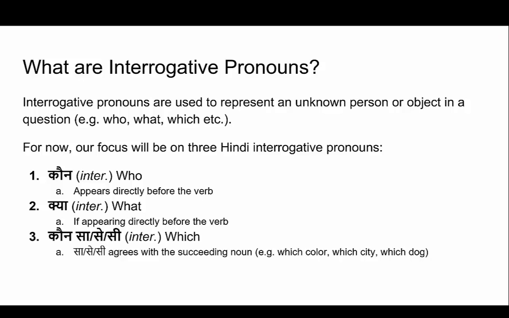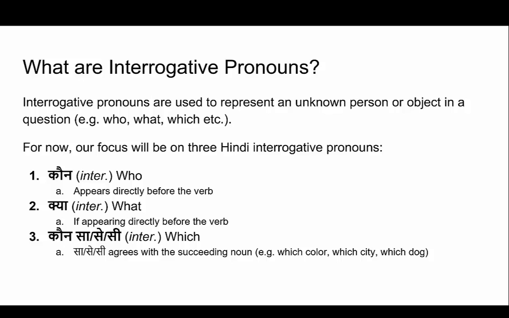Finally, we have kaunsa, kaunse, kaunsi, and it means which. Oftentimes in English, we use which right before a noun. For example, which flavor of ice cream is your favorite, or which car has the highest miles per gallon. Similarly, we do the same in Hindi. The sa, se, and si part of this Hindi pronoun agree with the gender of the noun that follows.